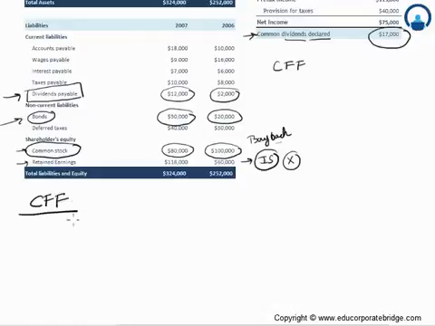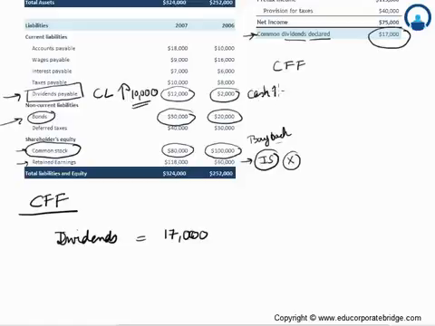So CFF, first related to dividends. What we see is the dividends that have been declared are 17,000, and we also understand that this is a current liability, and the current liability here in terms of dividends payable has increased to an extent of 10,000. So this is basically considered as a cash inflow. So 10,000 cash inflow and dividends that were paid was 17,000. So the net impact will be minus 7,000. So this is part 1.